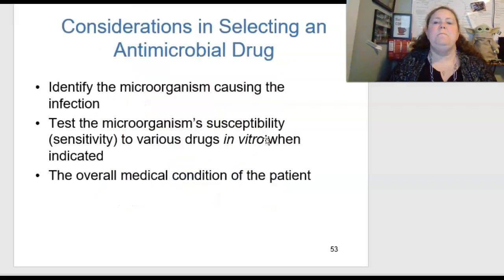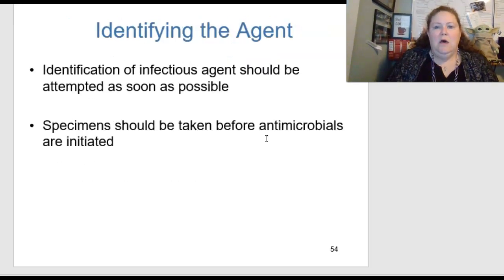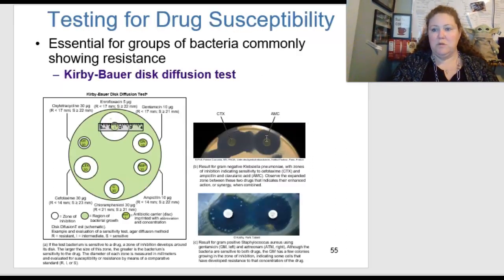So what we have to consider when selecting an antimicrobial drug is we need to identify the microorganism that is causing the infection. We have to test the microorganism's susceptibility or sensitivity to various drugs in vivo or in vitro when it's indicated. And then also we need to understand the overall medical condition of the patient. How do we identify these agents? Well, identification of the infectious agent should be attempted as soon as possible, and then the specimen should be taken before the antimicrobials are initiated so we can see which antibiotics to use and which ones will be most effective.